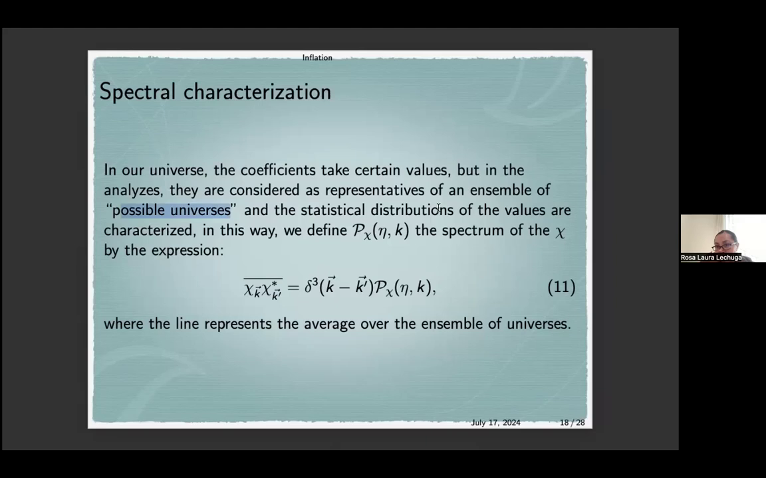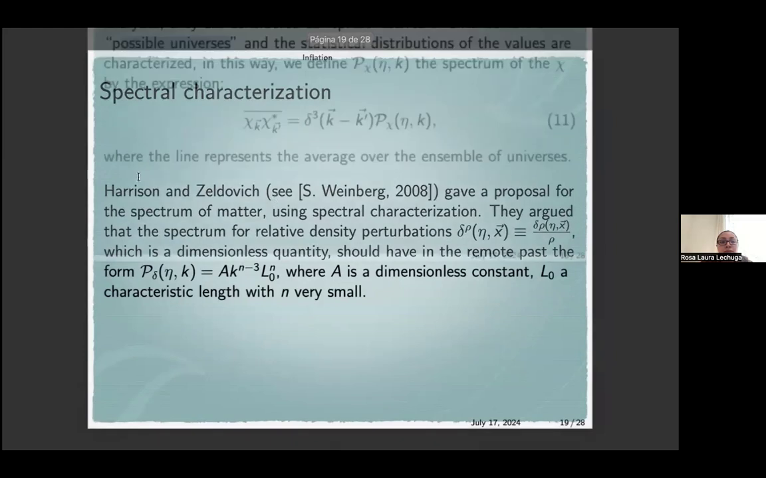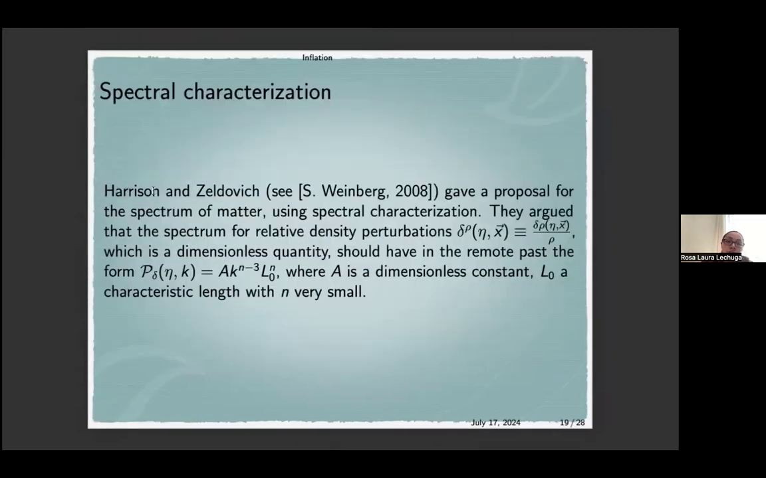Okay, it's only a statistical tool because we know that we have only one universe, but to perform the calculations, you can take into account the possibility of having a collection. And then Harrison and Zeldovich gave a proposal for the spectrum of the matter using the spectral characterization. They gave a proposal only by hand.